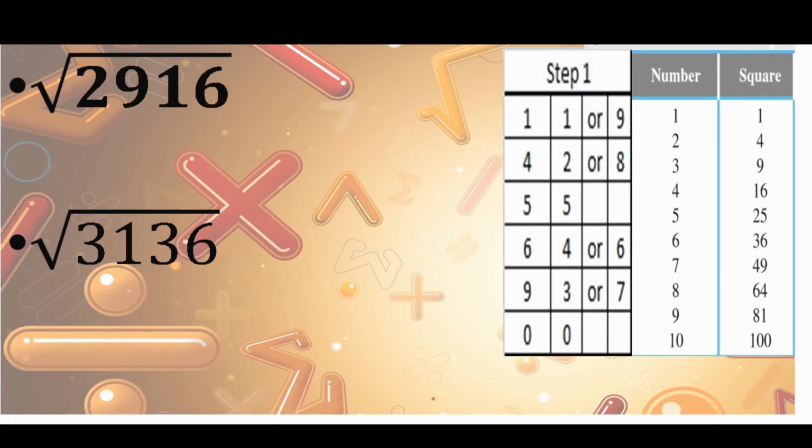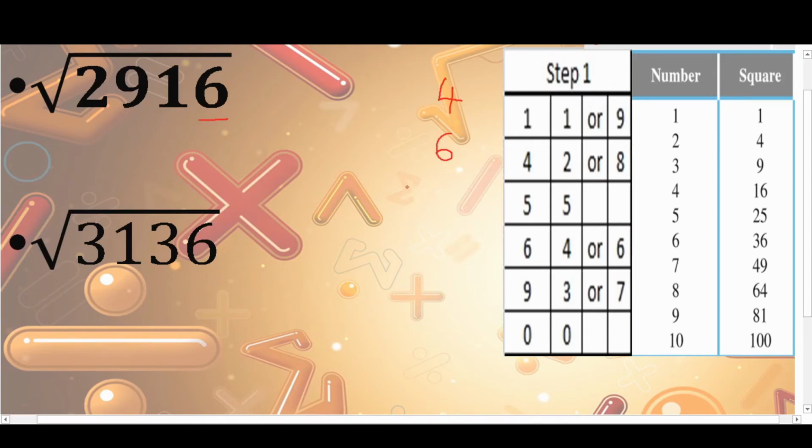Let's find the square root of 2960. So, step number 1, we need to concentrate on the units place of the number. You have 6, chart number 1. If you have 6, you need to mention 4 or 6. So, we'll mention 4, we'll mention 6.